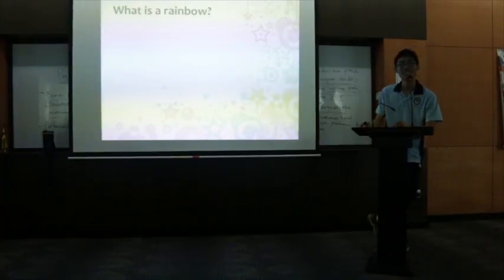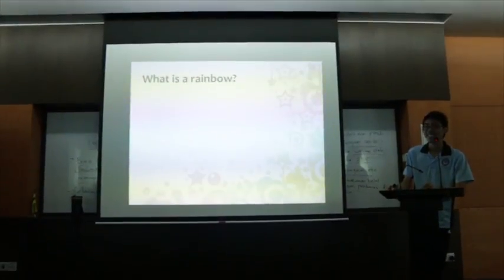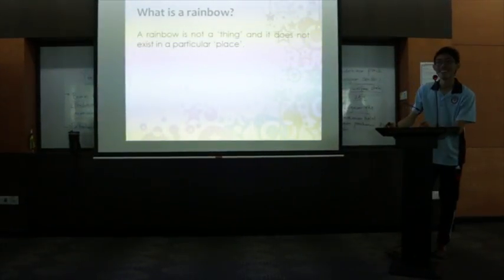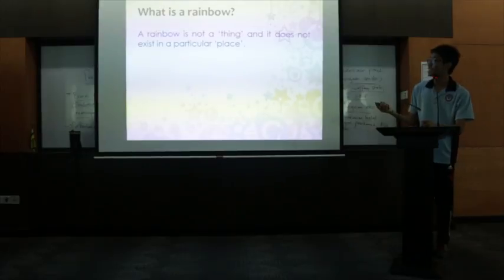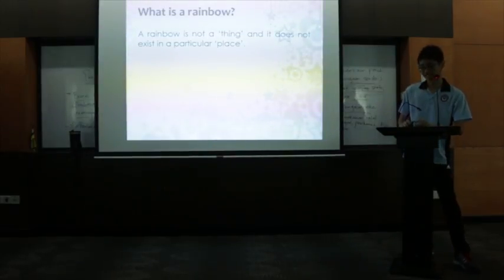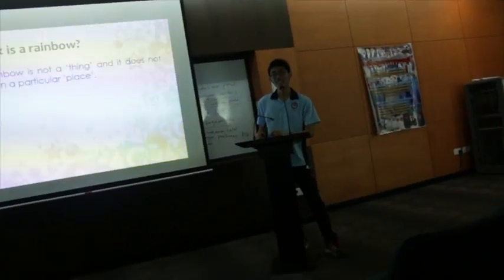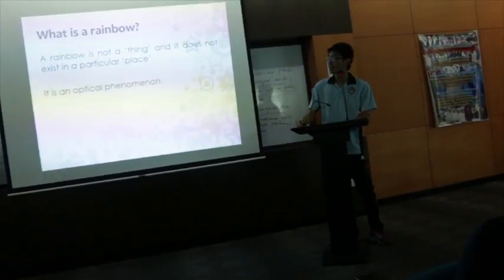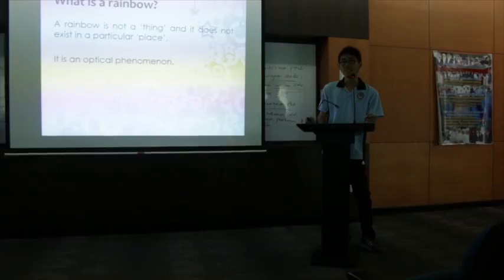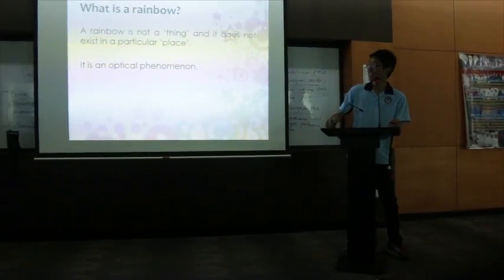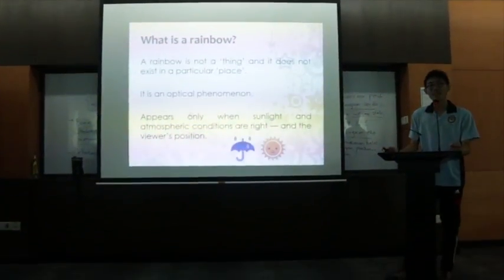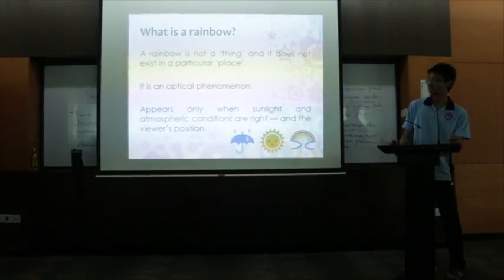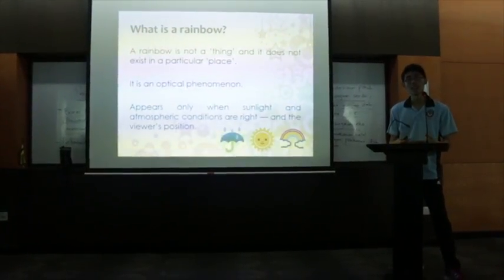Now, what is a rainbow? Do you guys know what a rainbow is? Okay, so a rainbow is not actually a thing, and it doesn't exist in a particular place, but we can see it. So it's like an illusion, but not really. It appears only when sunlight, the atmospheric conditions, and the viewer's position are right. So it depends a lot.